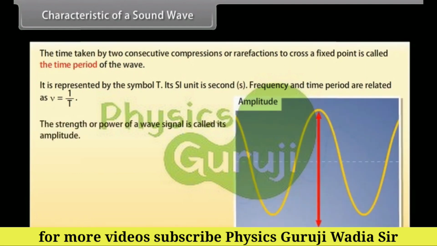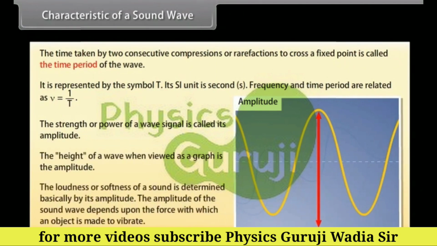The strength or power of a wave signal is called its amplitude. Or, the height of the wave when viewed as a graph is the amplitude. The loudness or softness of a sound is determined basically by its amplitude. The amplitude of the sound wave depends upon the force with which an object is made to vibrate.